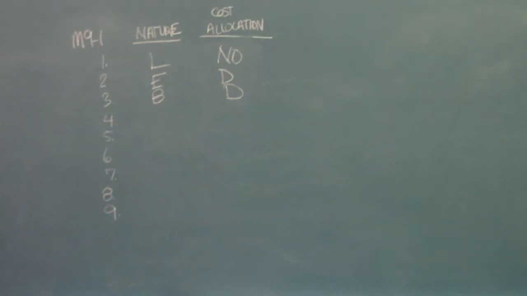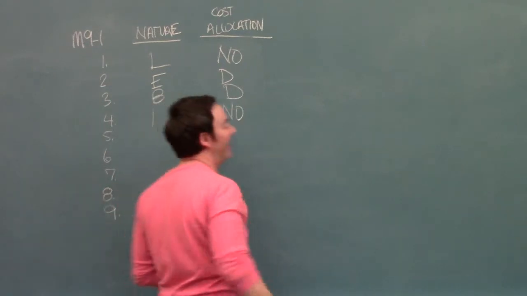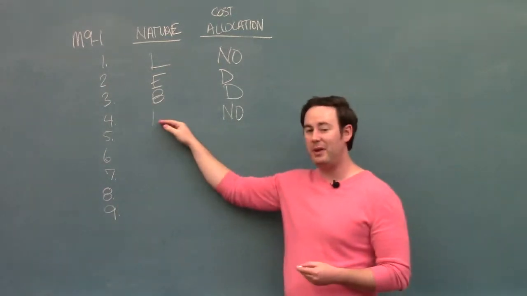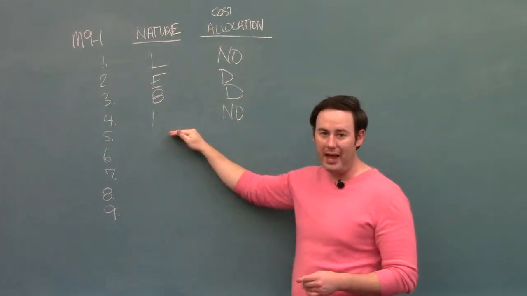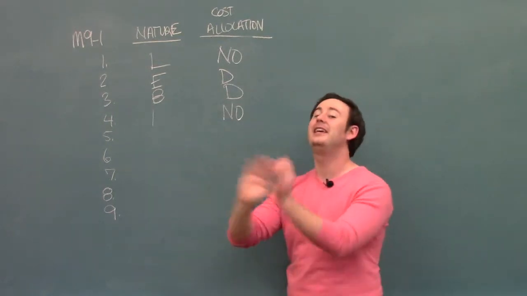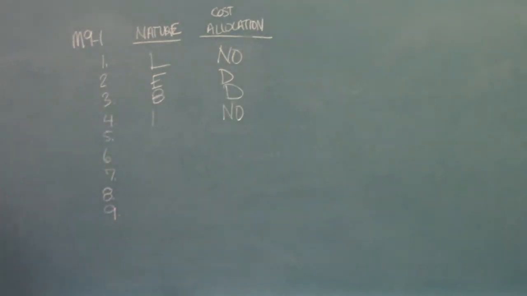Four says trademark. Trademark is an intangible asset, but no, we do not amortize it. Now we're talking about amortization when we talk about intangible assets. We're not even considering depreciation expense because we amortize intangible assets, but not indefinite life intangible assets, ones that have a continuous life again. Instead, we test those for impairment. Let's go on to the next one.